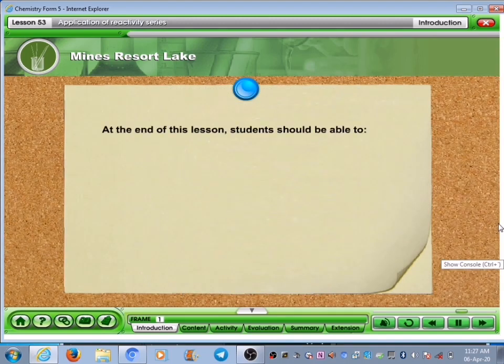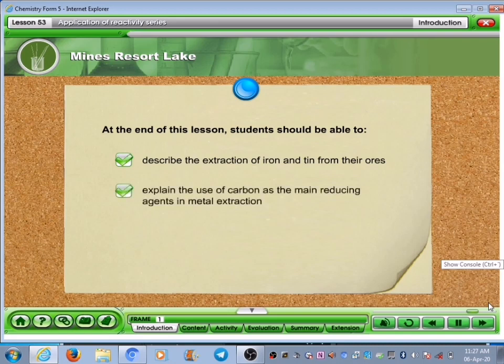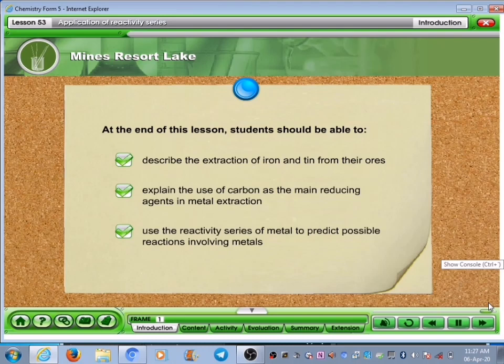At the end of this lesson, students should be able to describe the extraction of iron and tin from their ores, explain the use of carbon as the main reducing agent in metal extraction, and use the reactivity series of metals to predict possible reactions involving metals.